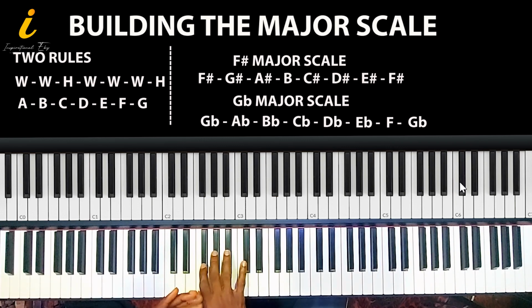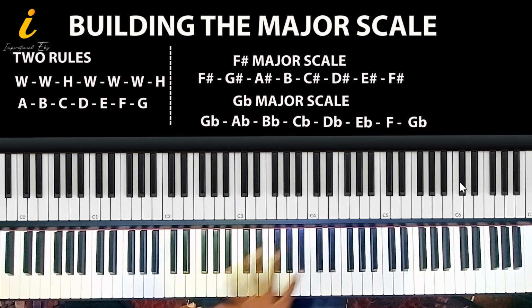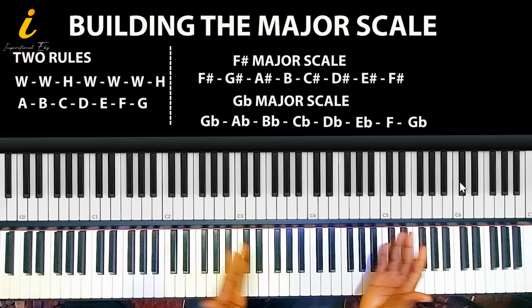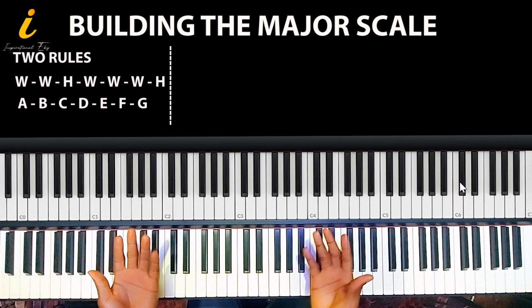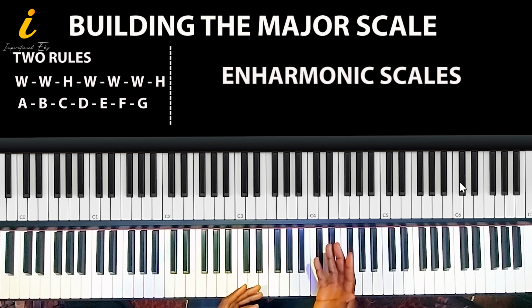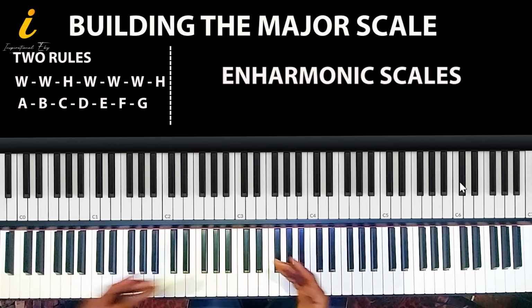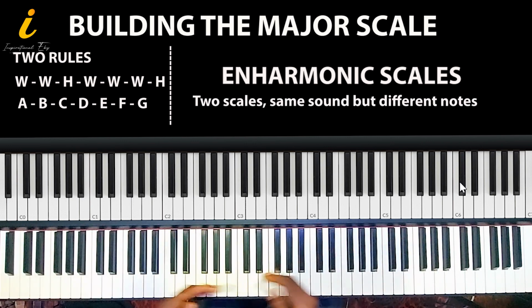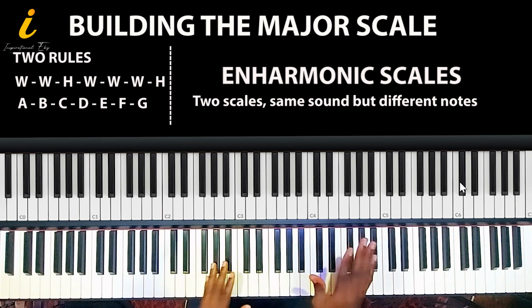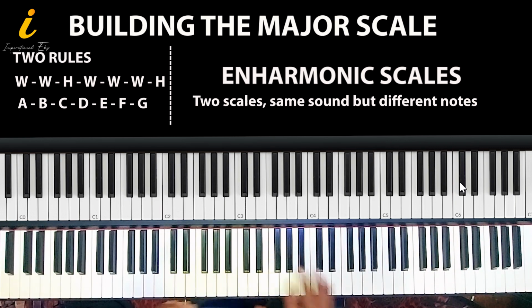So the F sharp major scale, the G flat major scale. Same scale, same sounds produced, but different scales, right? Having different sets of notes. What do we call that in music? Enharmonic scales. So we've mentioned enharmonic before, right? Enharmonic scales: two scales, same sounds produced, but different notes. So let's see another set of controversial, in quotes, enharmonic scales, right?